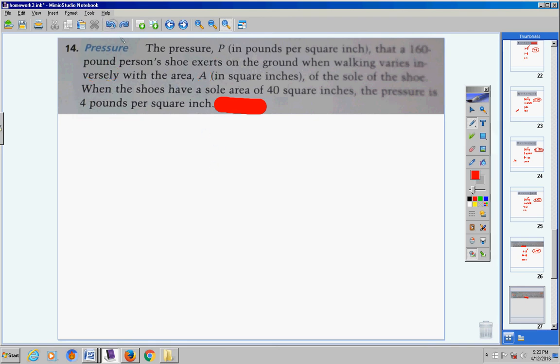P varies inversely with A. Let's read it. The pressure P that a 160-pound person's shoe exerts on the ground when walking varies inversely with the area of the sole of the shoe. That does make sense. If you're a person walking on stilts, the area is smaller. You're standing on that piece of wood there, walking on a stilt.